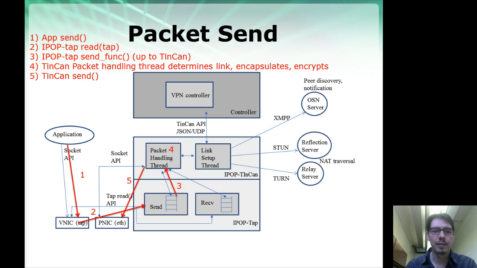on. That typically will mean that a packet is destined to another node, if the address that the application is sending to corresponds to another node on the IPOP network. This eventually will encapsulate the message, encrypt it, determine which link to send it out to, and eventually use the socket API to send over the physical network across the internet to the other endpoint.